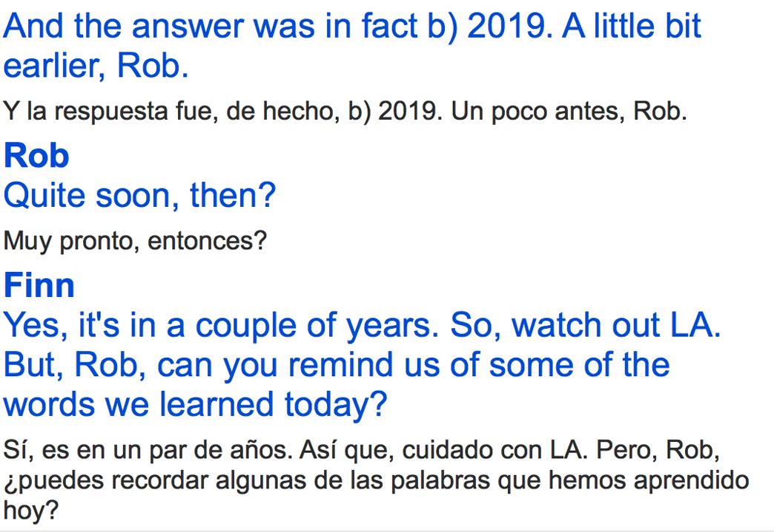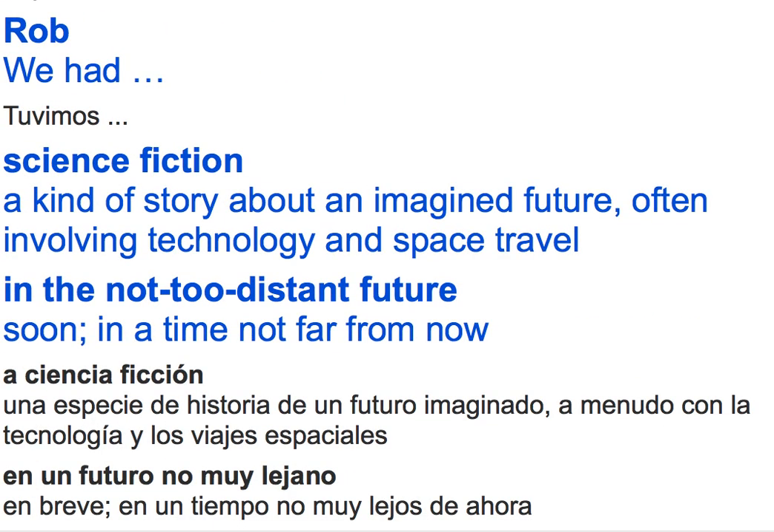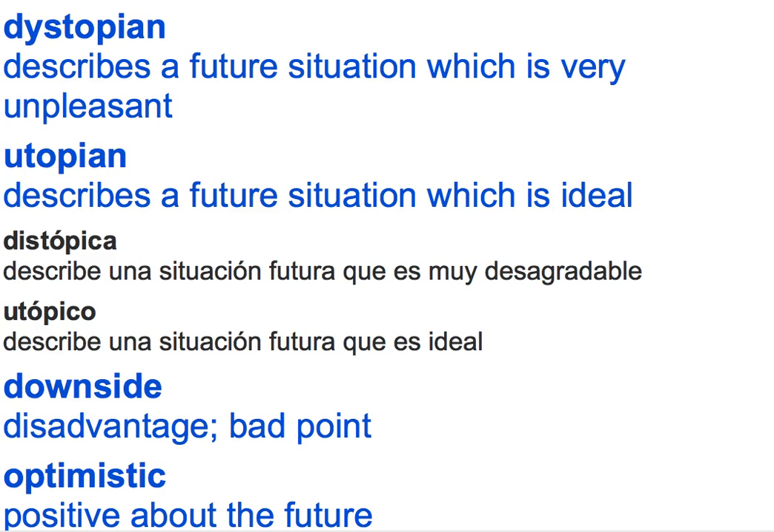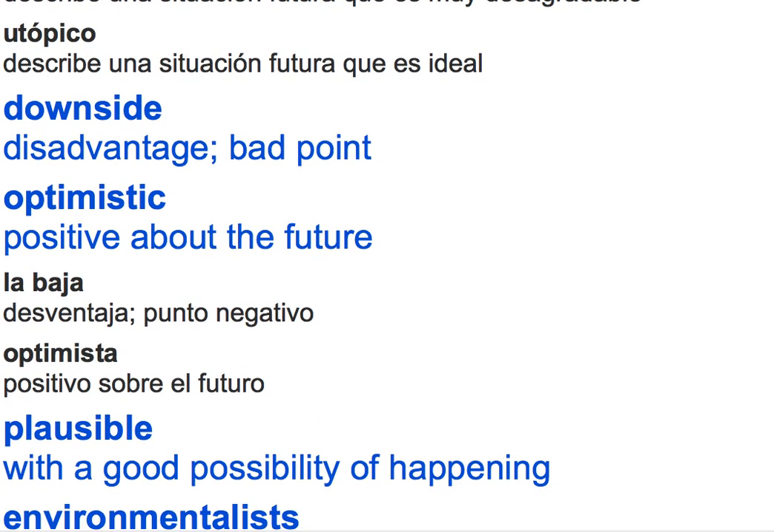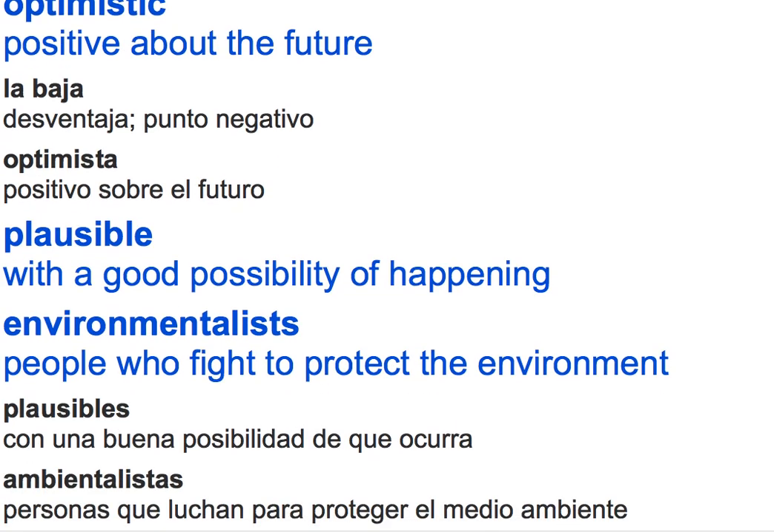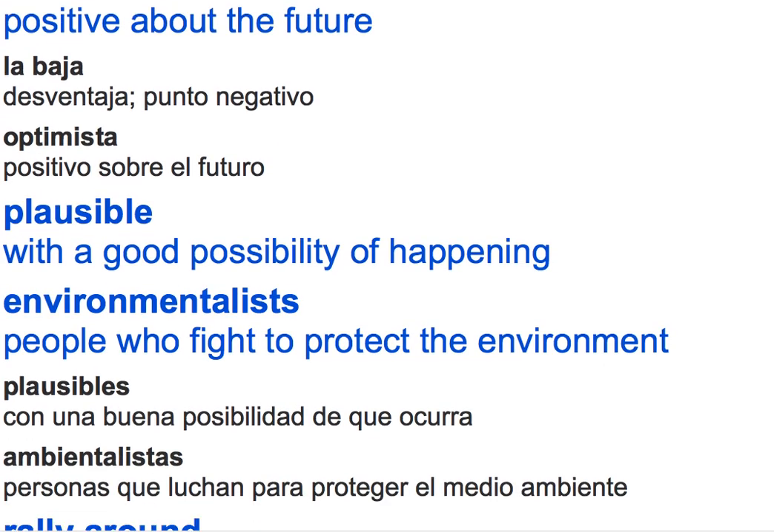But Rob, can you remind us of some of the words we learned today? Yes, we had science fiction, dystopian, downside, optimistic, plausible, a bright future.